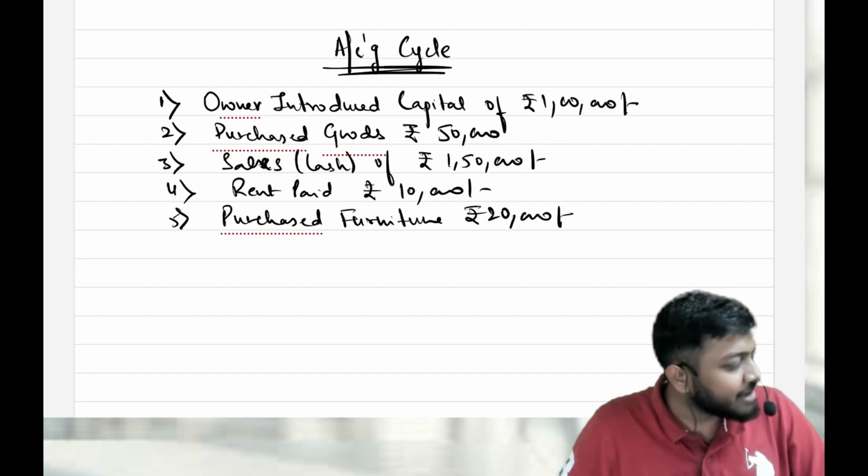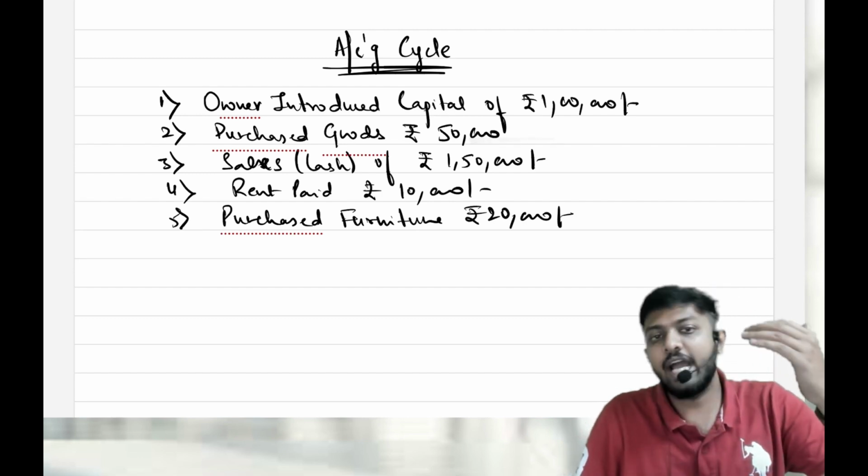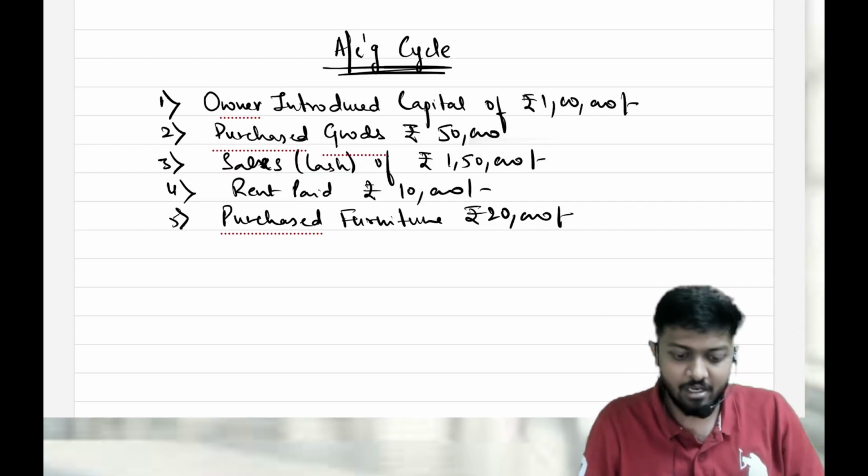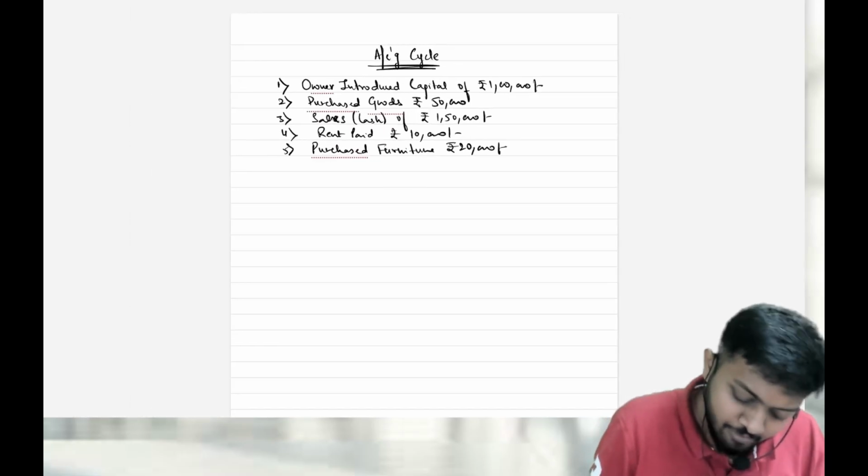So I'll take these 5 transactions as an example and explain the accounting cycle to you. Whenever a transaction happens, what option do we have? First, we have to record the transaction. Correct? So how do you record a transaction? You record the transaction via journals.